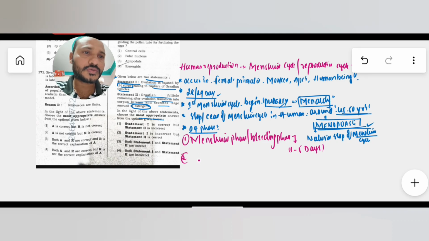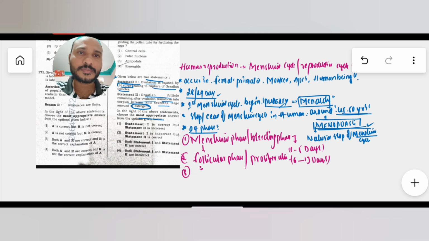After the menstrual phase, the second phase follows, that is the follicular phase, also called the proliferative phase, which occurs from the 6th day to the 13th day. And third, after follicular development, the next event is the ovulatory phase. Very important event, the ovulatory phase. This ovulatory phase occurs exactly on the 14th day.